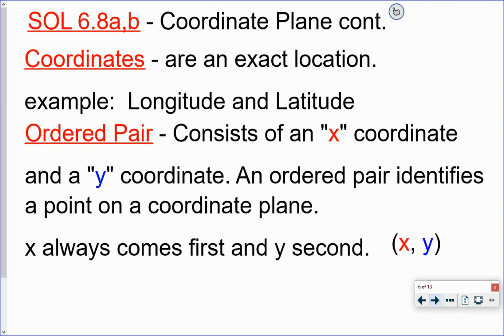Now, pair means two. So it consists of an x coordinate, remember the x-axis a minute ago, the x number line, and the y coordinate from the y number line. An ordered pair identifies a point on the coordinate plane. Now, this is important to remember. X always comes first. You'll see it first here. And Y comes second. And you'll see it second here. So we always have to do X first and then Y second.